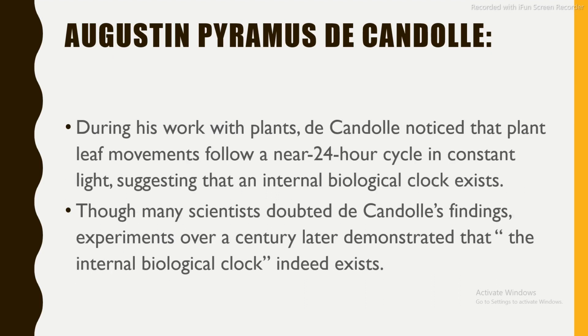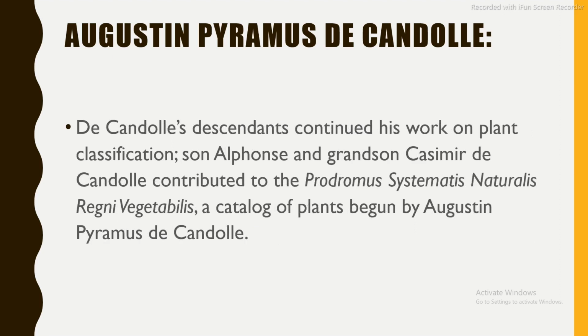During his work with plants, De Candolle noticed that plant leaf movements follow a near 24-hour cycle in constant light, suggesting that an internal biological clock exists. Though many scientists doubted De Candolle's findings, experiments over a century later demonstrated that the internal biological clock indeed exists. De Candolle's descendants continued his work on plant classification, including his son Alphonse and grandson Casimir. De Candolle contributed to the Prodromus Systematis Naturalis Regni Vegetabilis, a catalogue of plants begun by Augustin Pyramus De Candolle.